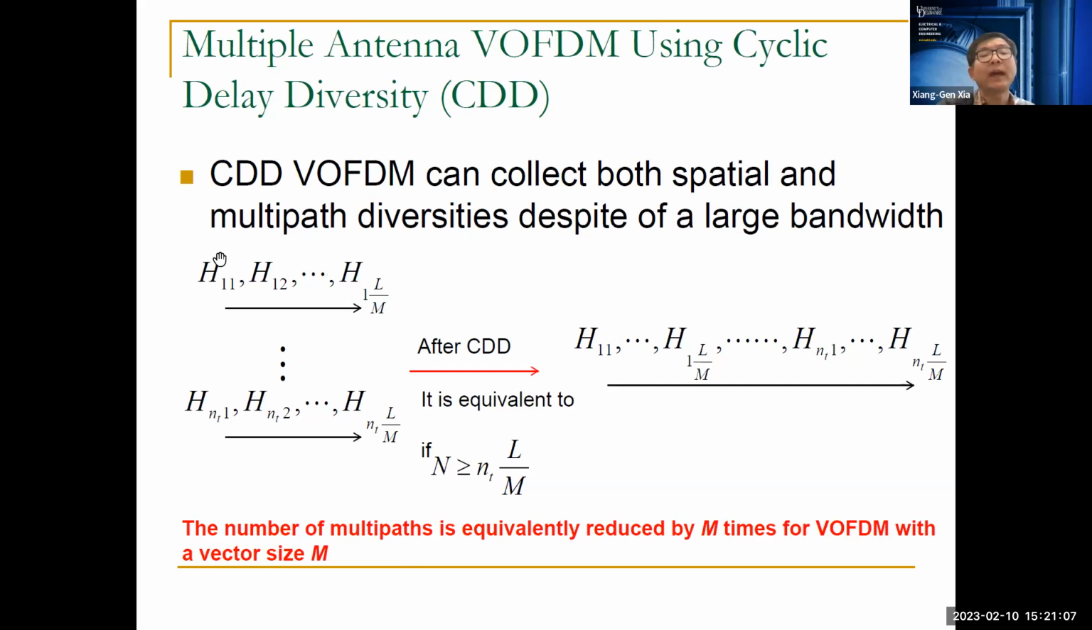So we do the same thing with vectorization: cyclic delay diversity with VOFDM, applying the same idea of the cyclic shift in the time domain for each antenna, then putting all these vectorized channels from multiple antennas into a single line with no overlaps. As long as capital N is not smaller than NT multiplied by capital L divided by M, the vector size, we can collect the full order of multipath diversity and multi-antenna spatial diversity. The good thing is that this requirement on capital N is reduced by capital M times. Think about a vector size of 10, then capital N can be 10 times smaller. And the important thing is that capital N can be scalable to the bandwidth, to L. This just increases the vector size.